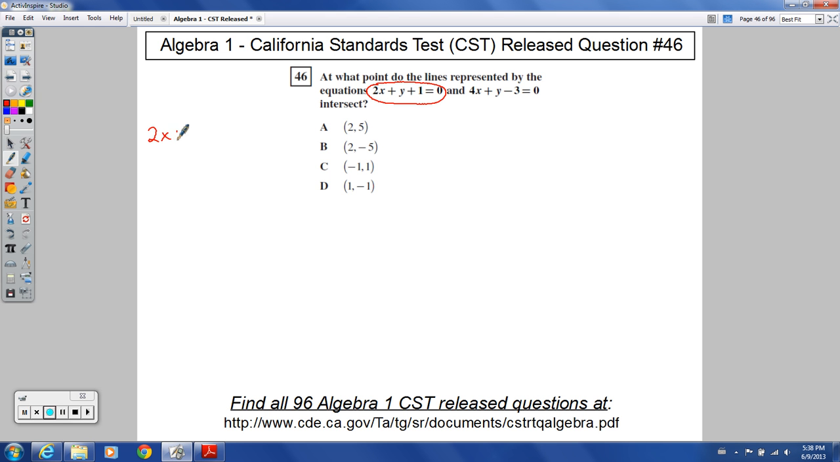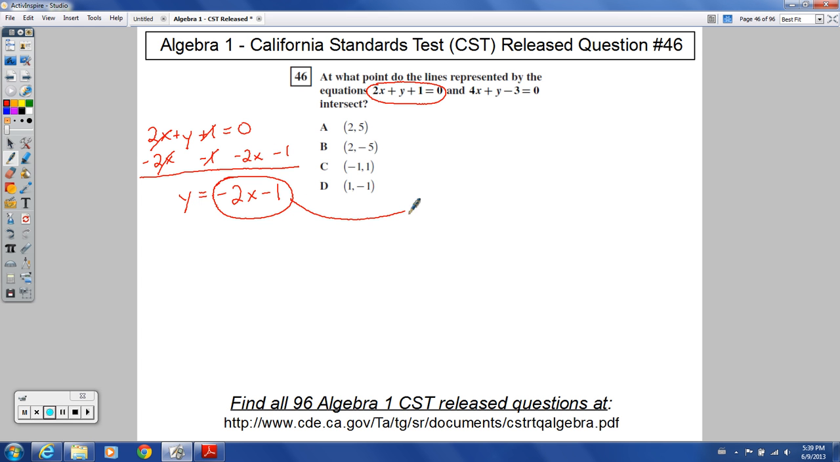I've got 2x plus y plus 1 equals 0. If I were to subtract 2x from both sides of the equation and subtract 1 from both sides of the equation, the 2x would cancel, the positive 1 would cancel. I'd be left with y equals negative 2x minus 1. So I'm going to take that expression, and in place of y over here, I'm going to plug in negative 2x minus 1.